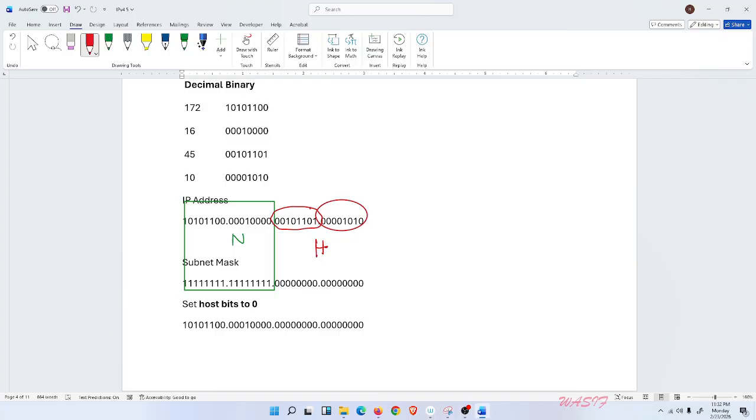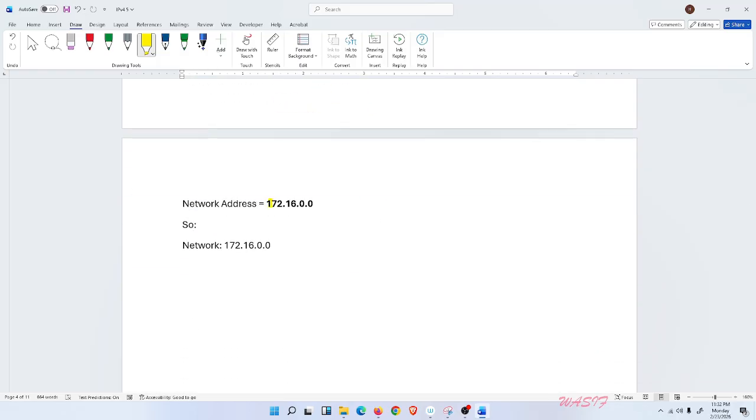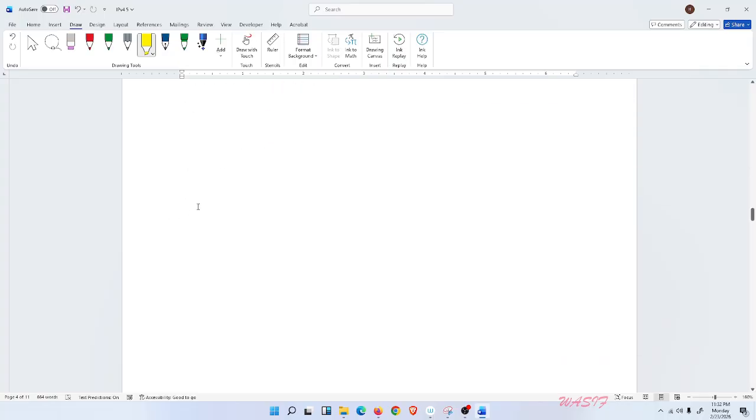Because if you see zeros in the subnet mask, any binaries on the IP address corresponding to those zeros you can change. Now look at here very carefully. According to the definition of the network address, make all host bits zeros. So this is a host portion, and this is a host portion. Make everything 0, but you cannot touch the network portion, so it will be the same: 172.16.0.0.